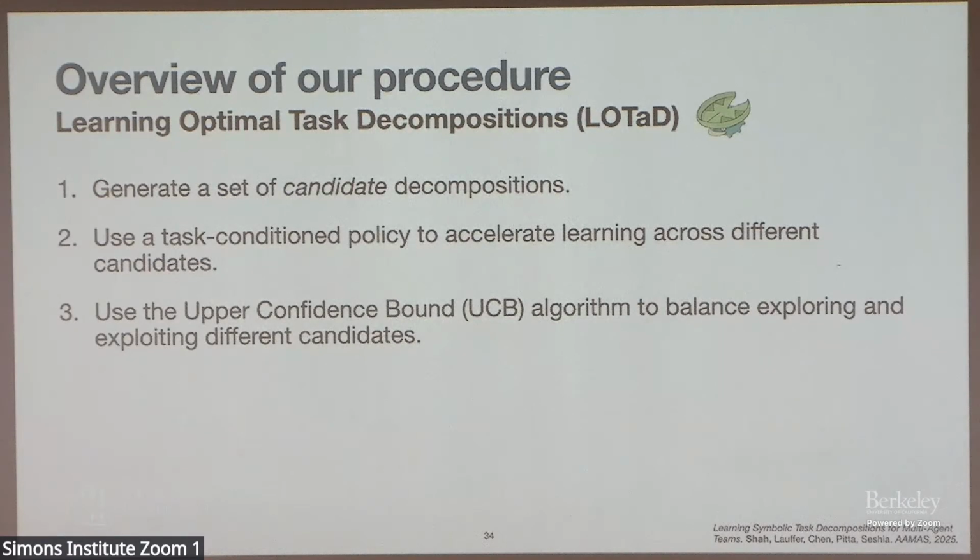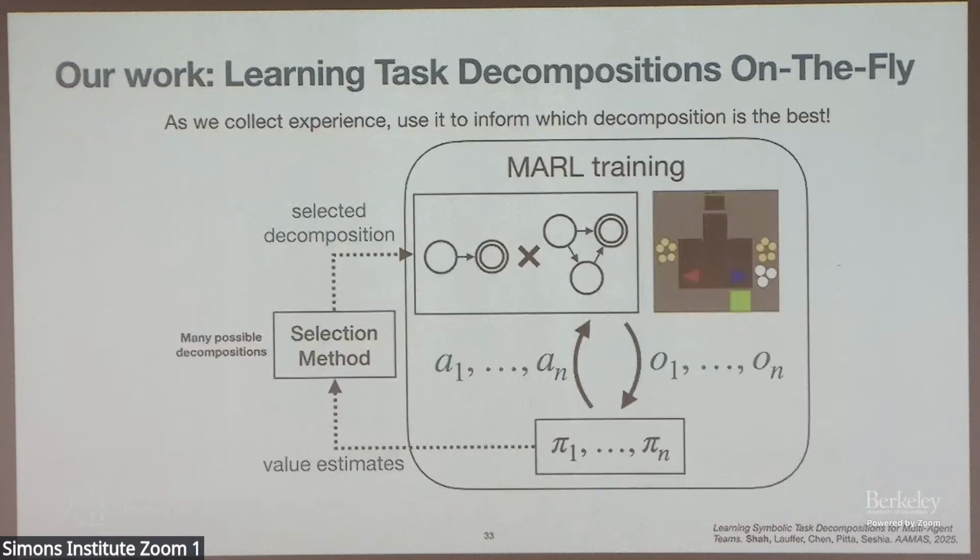Our first step is that we're going to generate a set of candidate decompositions to consider in our task. The next thing we'll do is use a task condition policy to accelerate learning across the different candidates. And then we'll use a multi-arm bandit strategy, so we'll use the UCB algorithm to balance exploring and exploiting different candidates. I just want to go back and show each of these processes.